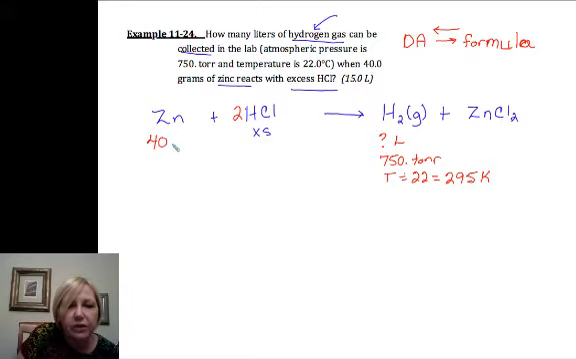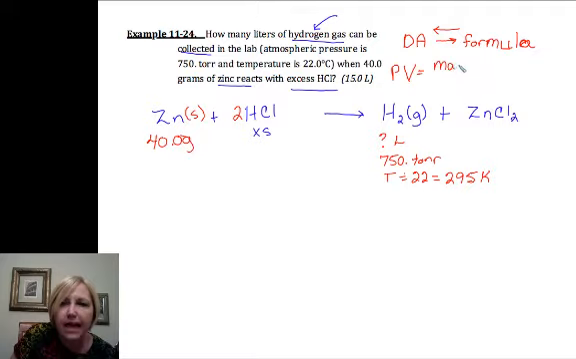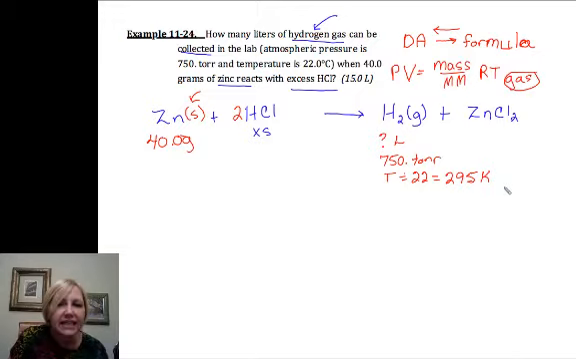Now we have 40 grams of zinc. Now I want to emphasize something here. The most common mistake students are making is they see this mass and they want to substitute it into PV is equal to mass over molar mass RT. Now, that's a fine formula to remember, but we can't do that because zinc is a solid. This is an ideal gas law. So you've got to get to a gas via the mole road before you can pop it into PreAP.